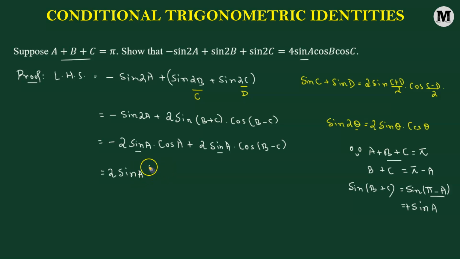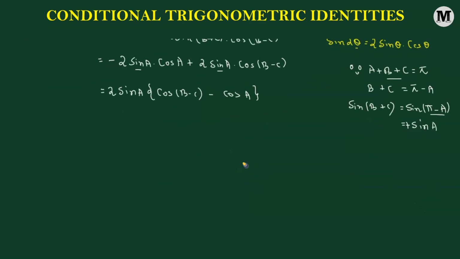Okay, so if we take sine of A as the common factor, we'll take the positive term first. So we get cosine of the angle B minus C minus cosine of the angle A. Okay, now cosine of angle A, so again we can use the condition that A plus B plus C equals pi to find out cosine of angle A. So let's do that. So A is going to be equal to pi minus (B plus C).